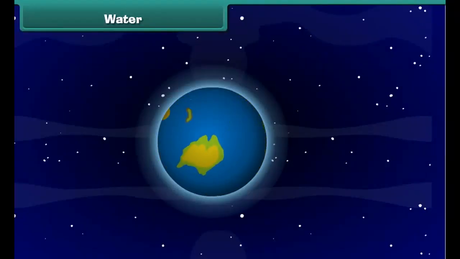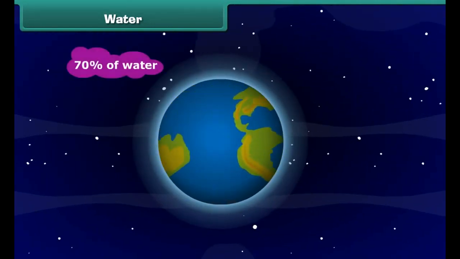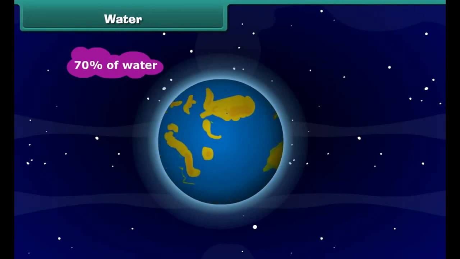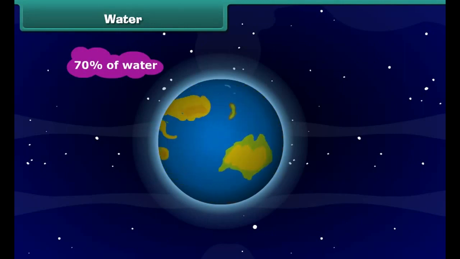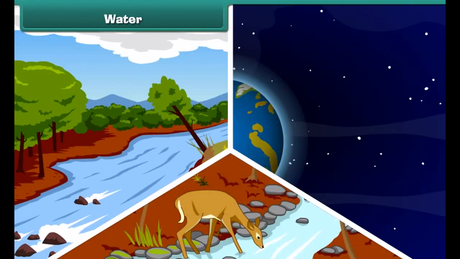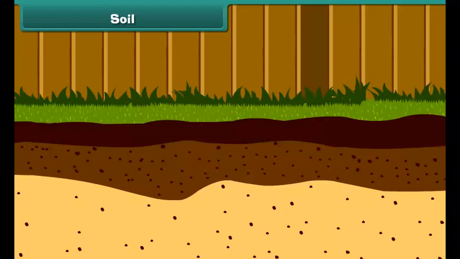Water. About 70% of Earth's surface is covered by water. Water is also an important natural resource. It is necessary for the survival of plants, animals and human beings. Drag and drop the options into appropriate blanks.